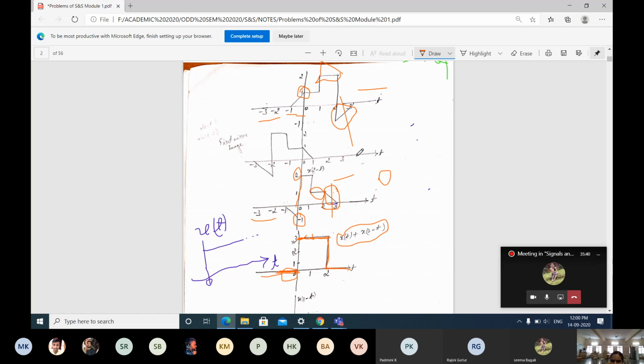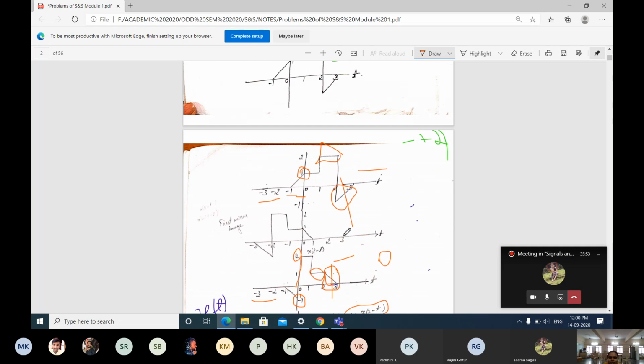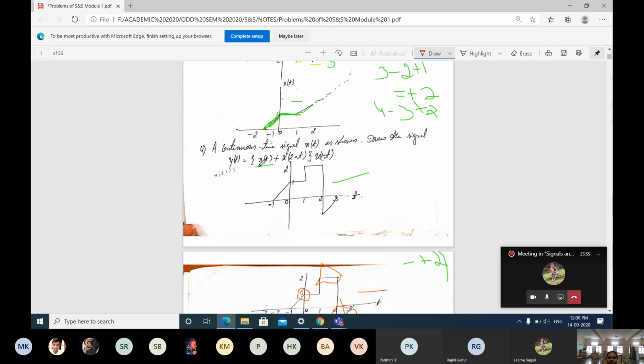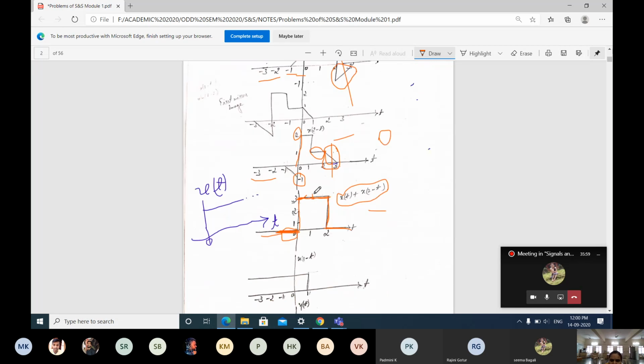Further, we don't have any signal. For that reason, it will be 0. This is how you will be getting the addition of x of t and x of 2 minus t signal. This is what we got. Next, we have to multiply the addition of these with the u of 1 minus t signal.